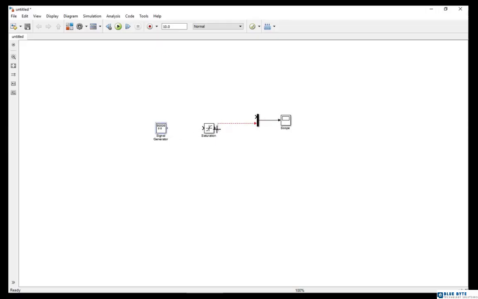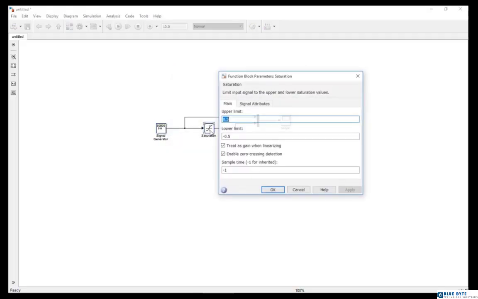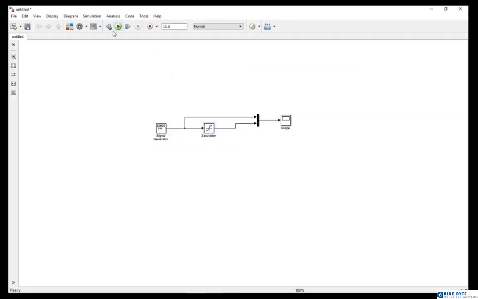Connect it here. And I connect this part, and this one to here. Okay. I set the amplitude 1 and the frequency 0.25. Here we accept the saturation block default values.